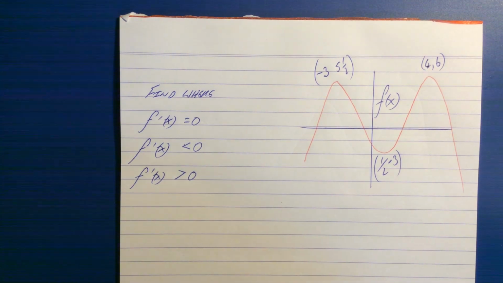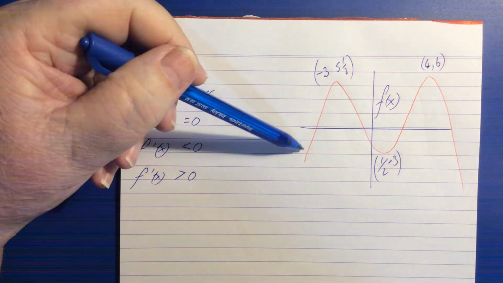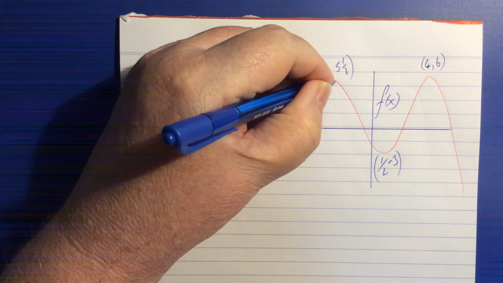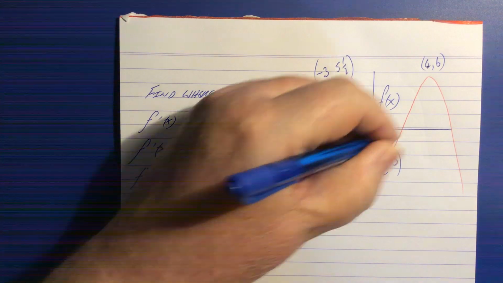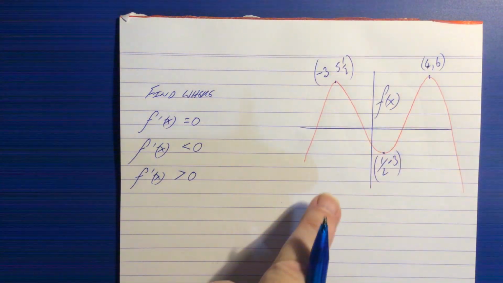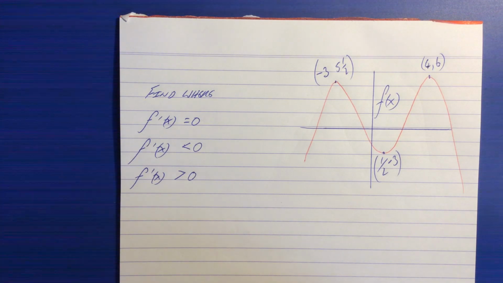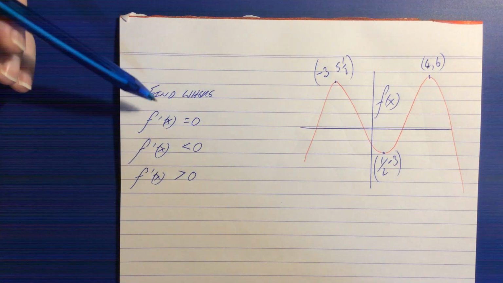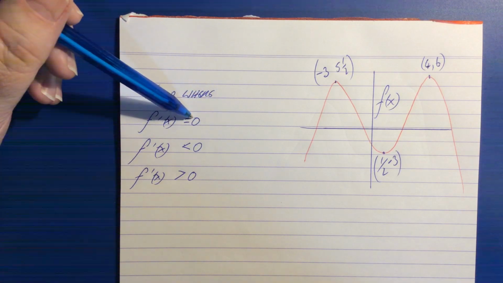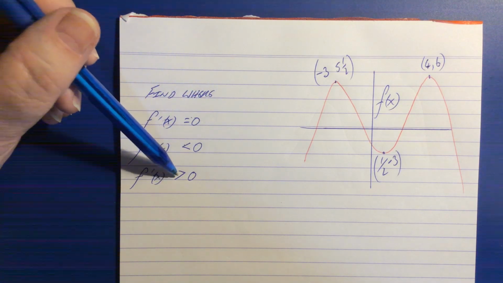We have an interesting problem here. We have the graph of the function of x here, and we have points noted here which are the turning points of that function, three of them. This is a quartic of some description, and we are asked to find where the derivative function is equal to 0, less than 0, or greater than 0.